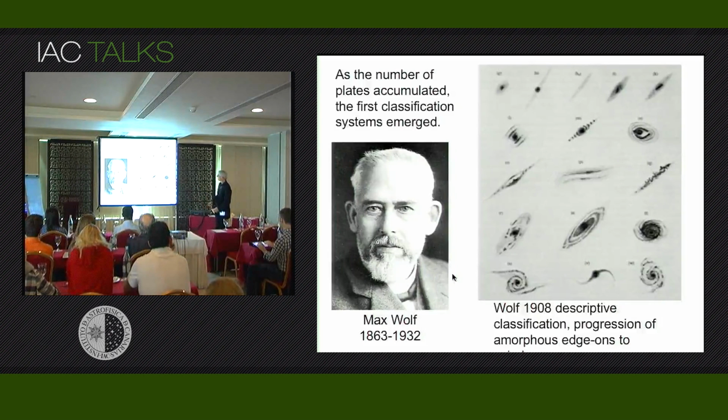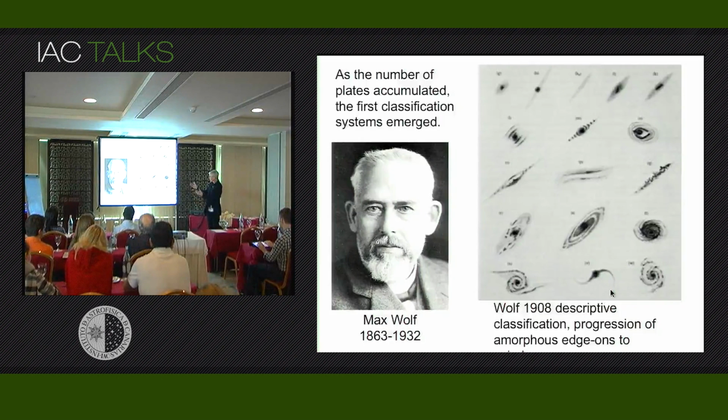Max Wolf developed a preliminary classification. People used it for 30 years. He had a little letter designation. It's hard to see because of the resolution of the screen. But you'll notice that at the top of his classification, there are amorphous galaxies that become quite a bit more complicated as you go to the bottom. Kind of a preliminary Hubble system, isn't it?